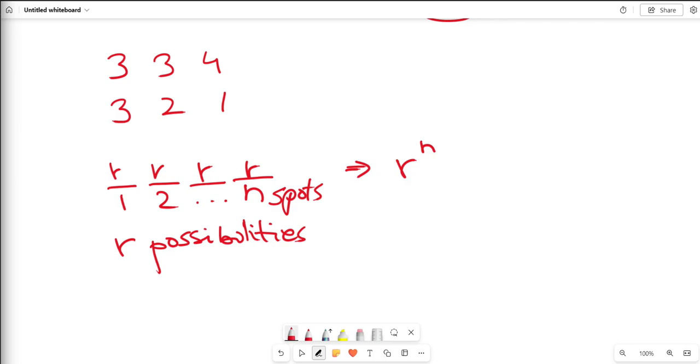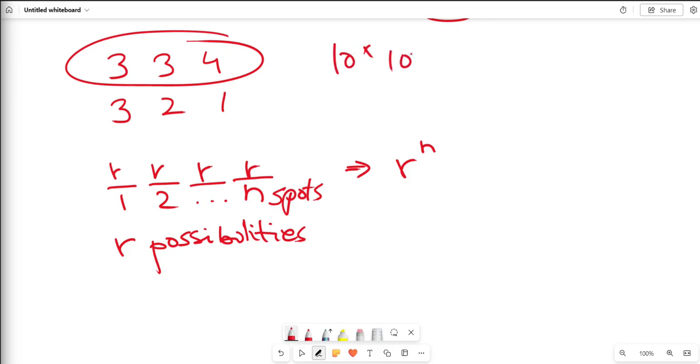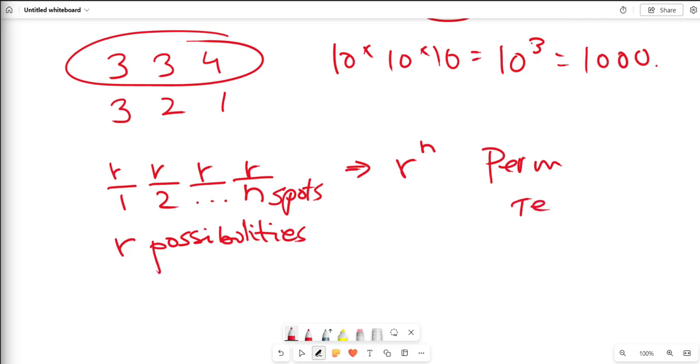So if I told you for this locker combination, how many combinations are possible, and you know that there's 10 digits, 0 through 9, and you have 3 of them, so it's going to be 10 times 10 times 10, which is 10 to the third, or 1,000. So it's that simple. So this is the first case where we had a permutation where repetition is allowed.